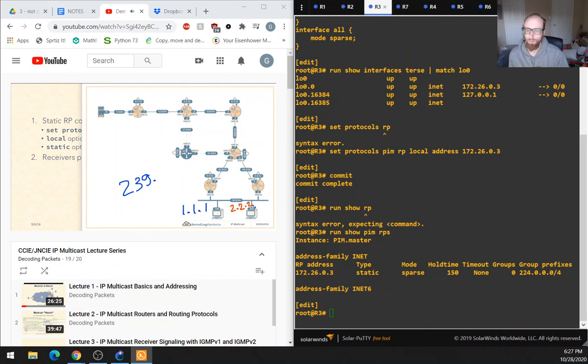The next step should be the IGMP joins, or IGMP reports, that are sent to the last hop routers. So let's go ahead and see what's going to happen on the last hop routers.